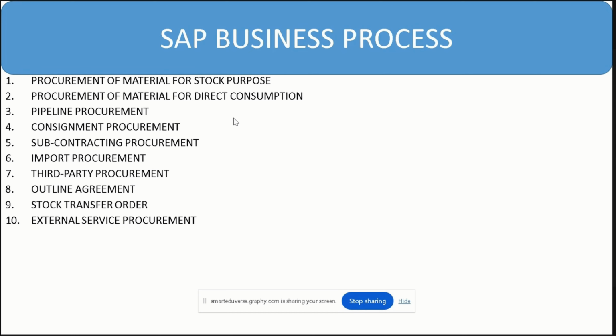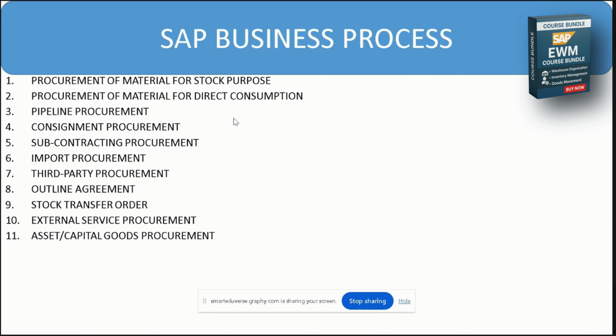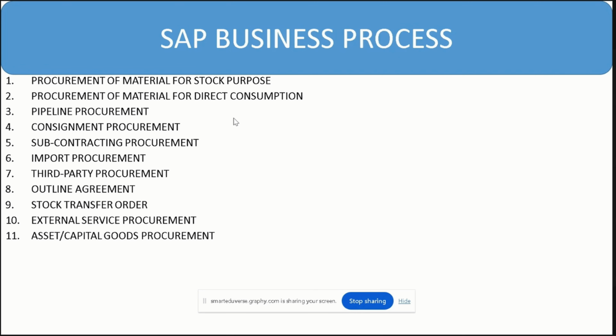Other than these procurement processes, there are some other procurement processes. Let's say asset or capital goods procurement, which means whenever you procure assets for your company, let's say you are purchasing machinery or some assets for your company. Okay, so those are basically asset or capital goods procurement. That is a different concept. Some companies use this, let's say your company is going to start, so you need to procure some capital goods. In that case there will be asset procurement.